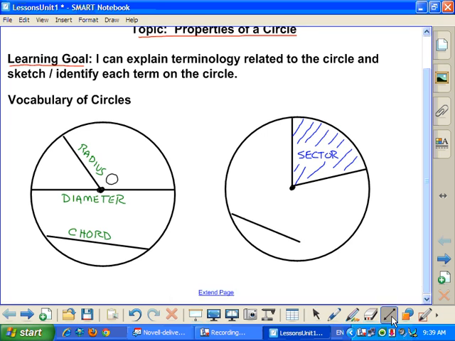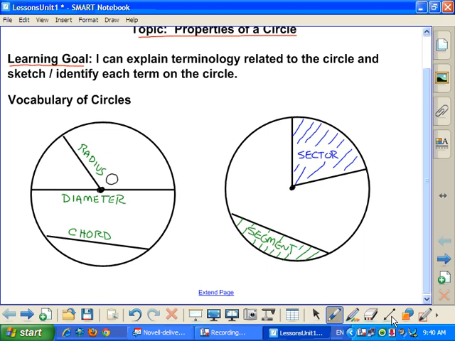All right. If we create a chord, that little chunk that's cut off the circle, if we were using scissors here, is what we would call a segment. A segment. So that's the area that's being chopped off. So there is our segment.